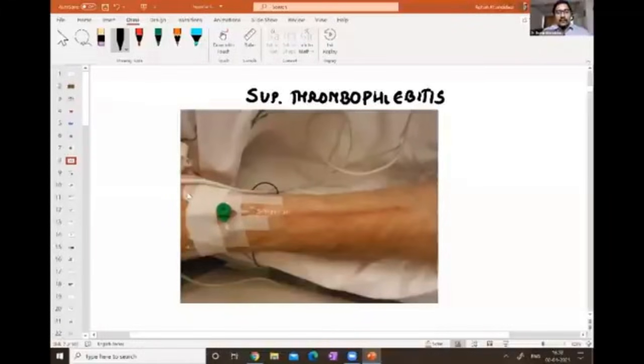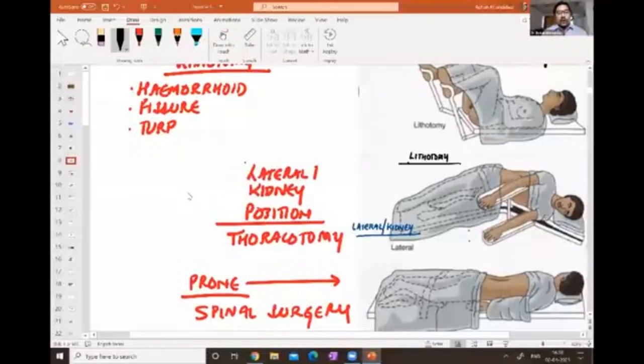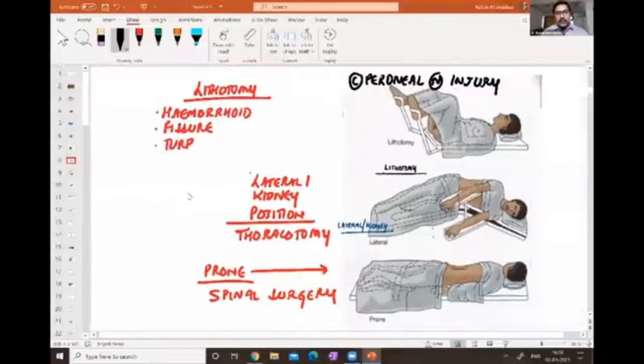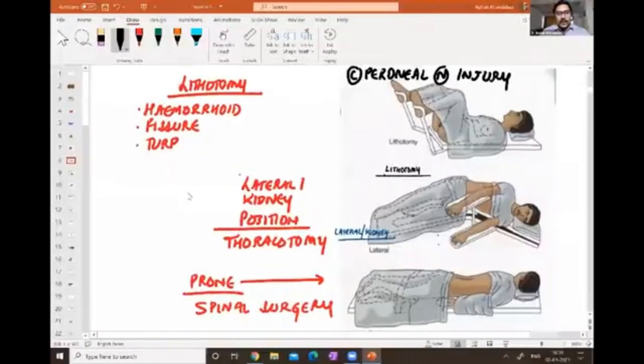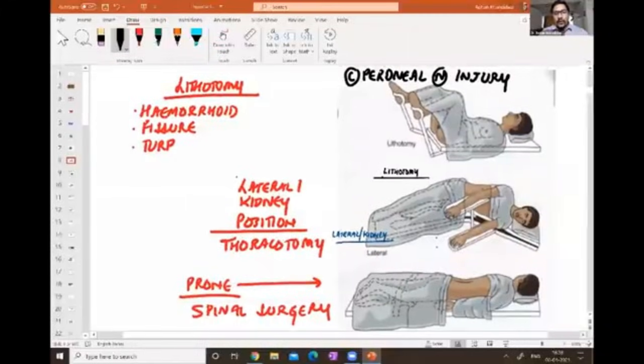The next thing which is also commonly asked in the FMG exam, the various surgical positions. You all know about lithotomy position. Lithotomy position is commonly used for hemorrhoid surgery, for fissure surgery, for TURP. You know that TURP is transurethral resection of prostate. And you should know, this has also been asked in the exam, that common peroneal nerve injury is quite common if the legs are not supported properly. So if you don't support the legs properly, then that can give rise to common peroneal nerve injury.